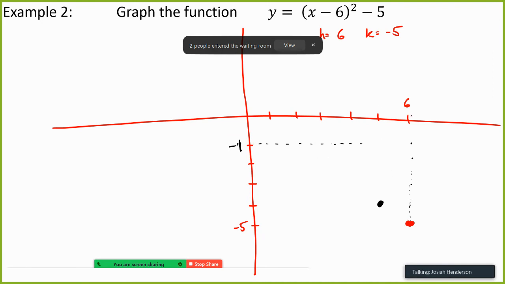and then it's over 2 squares. So it's not at 6, it's going to be at 4. So at 4, negative 1, here's the next spot. There's my parabola. And then you can use symmetry on the other side like we have been doing.